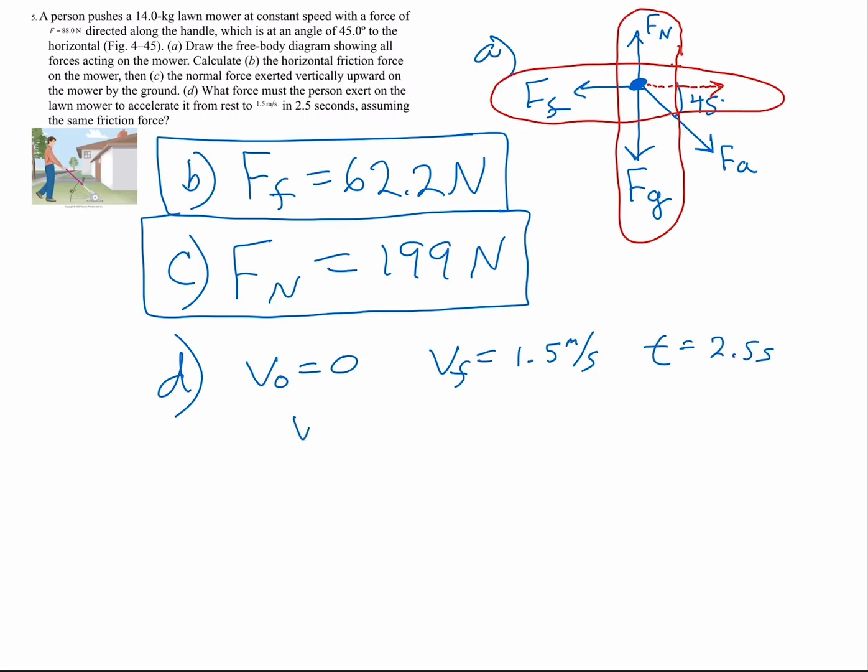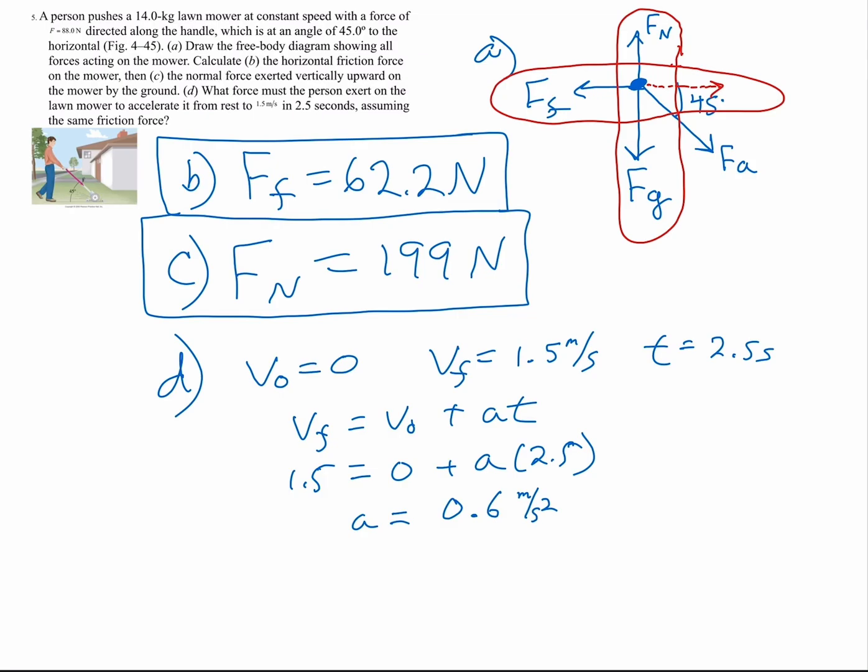So you're going to have to use a kinematic equation for this, and the one we'll use is V_F equals V naught plus A T. So if I plug in all the numbers of 1.5, 0, my unknown, and 2.5, and then some algebra happens, I'm going to get that the acceleration is equal to roughly 0.6 meters per second squared. So that's the acceleration of the lawnmower.